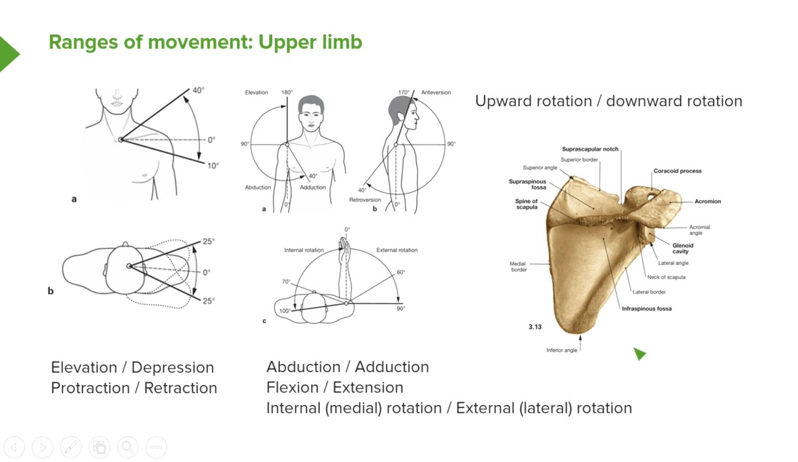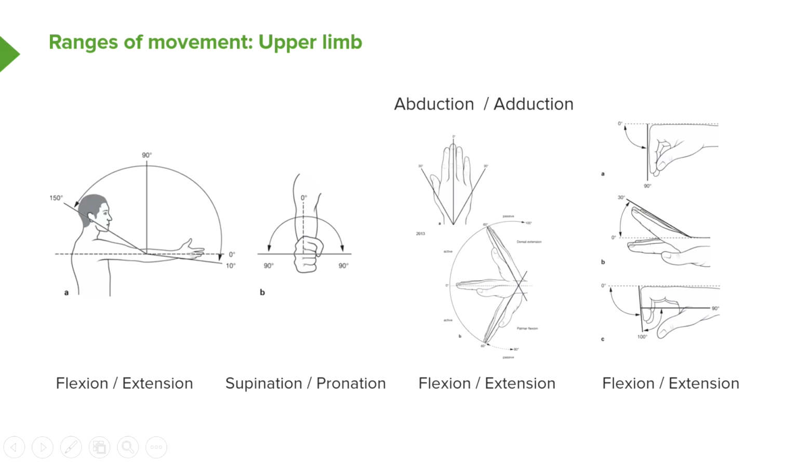We also have downward rotation, where if you're trying to scratch your back, then the glenoid cavity is going to be depressed. We have this downward rotation, and the inferior angle is going to move outwards in this direction. If we look at the forearm and movements that are occurring in the elbow joint and at the wrist, again, at the elbow joint here, we can see we're going to have flexion and we're going to have extension.